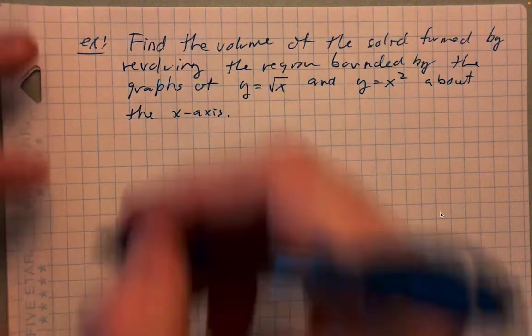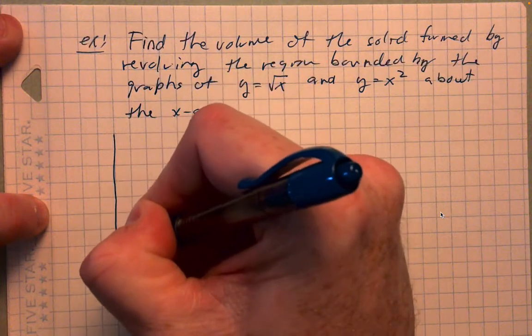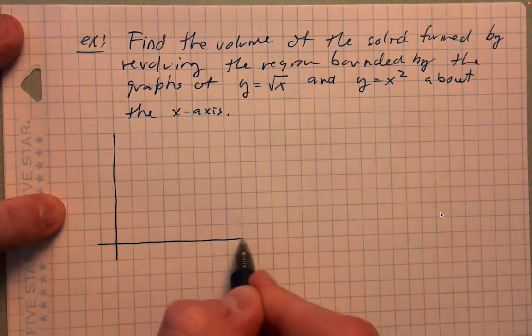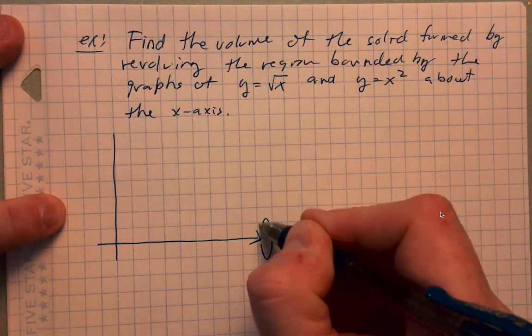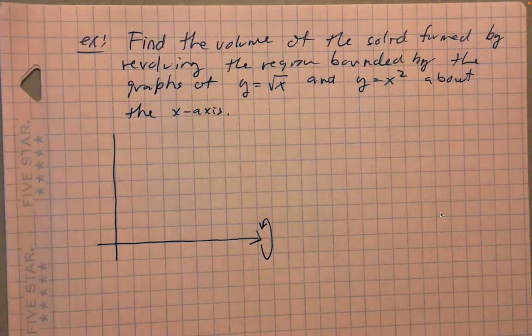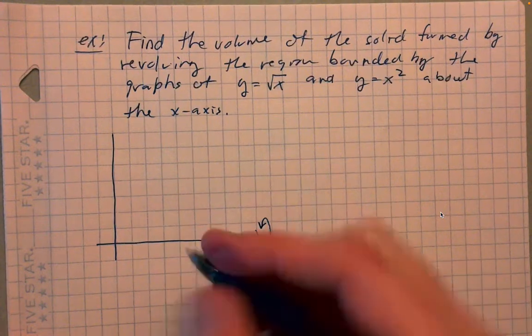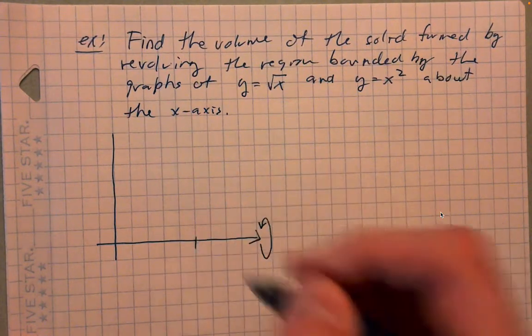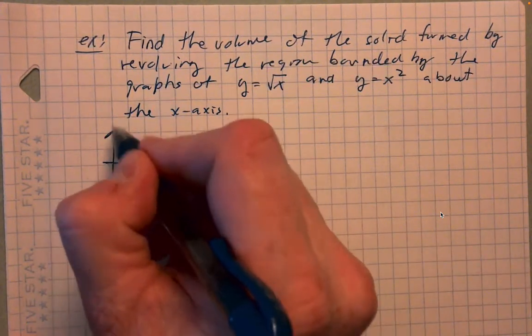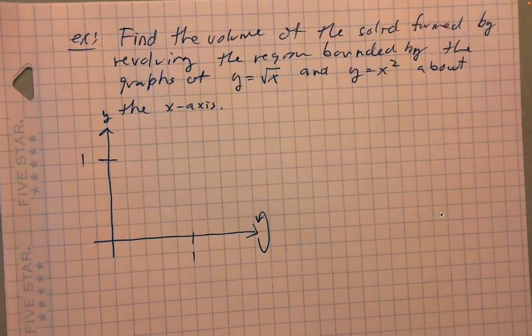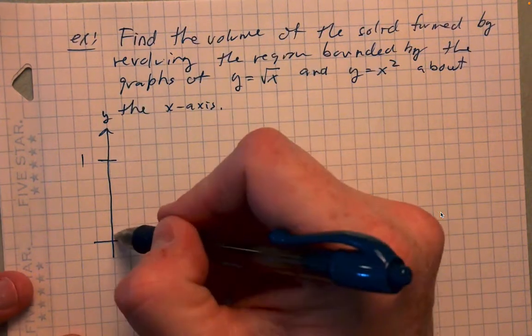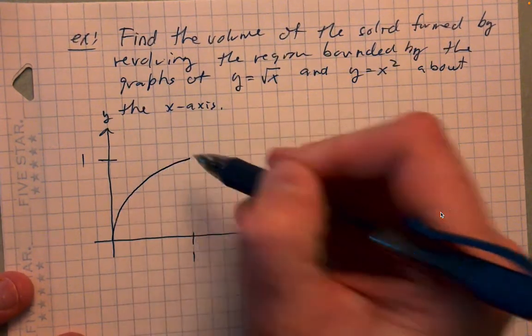Let's draw a picture. We've got our x-axis, and we know we're going to rotate around the x-axis, so let's denote that as such. This will be drawn a little bit larger than normal. So this is 1, this is 1. If you plug these two functions into Wolfram Alpha or something, you'll be able to see that it's going to look a bit like this.